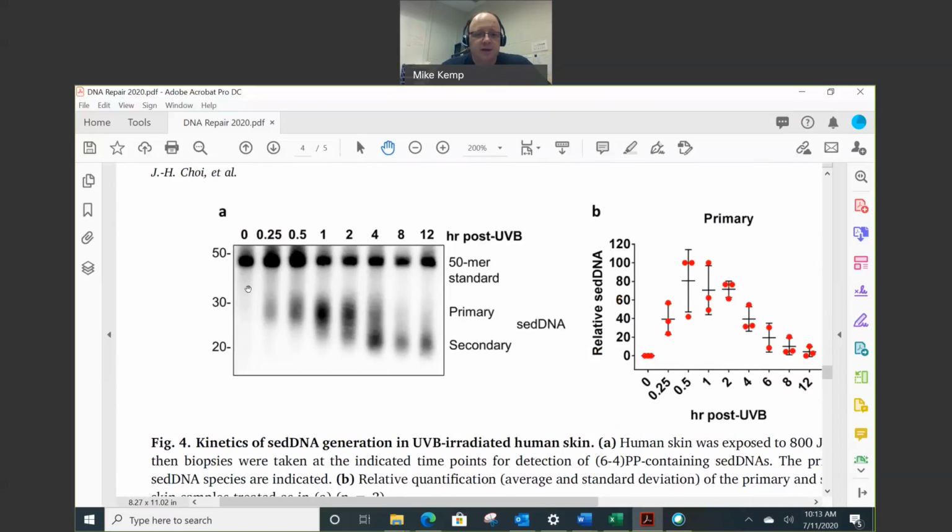But if we look here again, in non-irradiated skin, there are no excised DNAs. Within 15 minutes, we can definitely see these excised DNAs being generated. So repair is taking place. It seems to peak about an hour after UVB. That's consistent with what we've seen in cell culture.